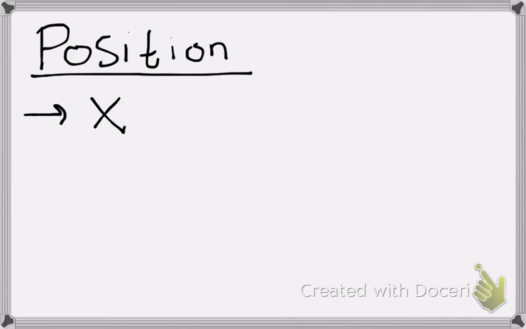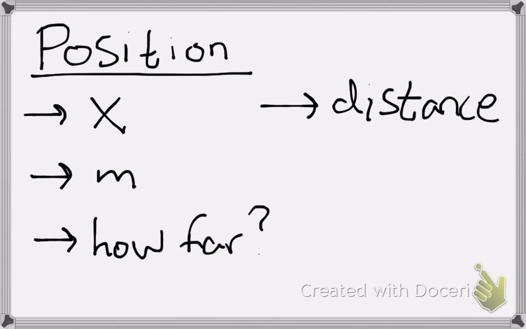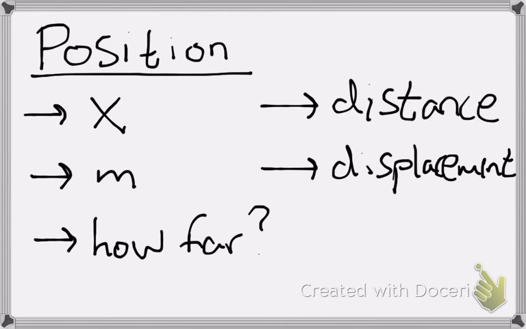Position, okay? Just going with basic concepts real quick. Position, our variable that we use in all of our equations is x. The unit is the meter, standard unit. Keywords that you'll see is how far, distance, and displacement. So those are the words that kind of describe position.